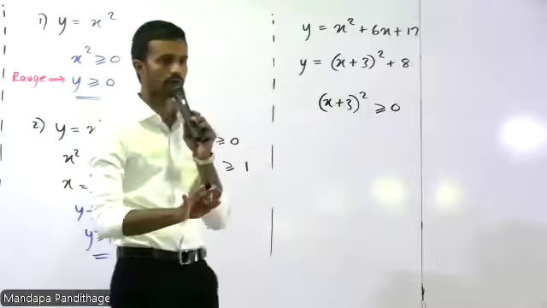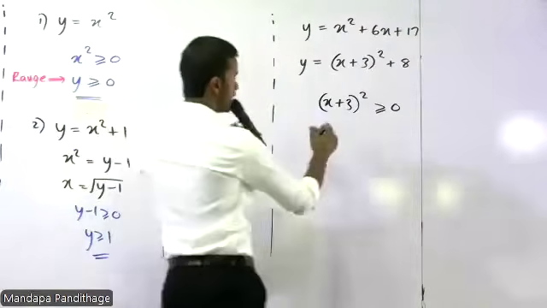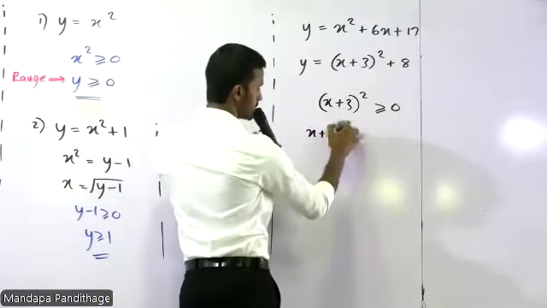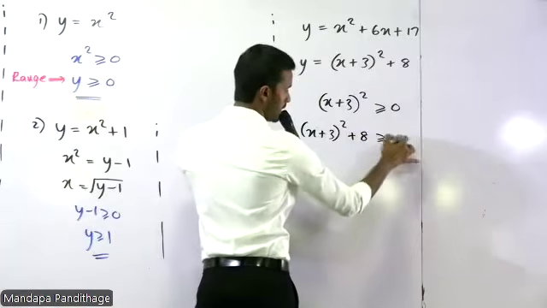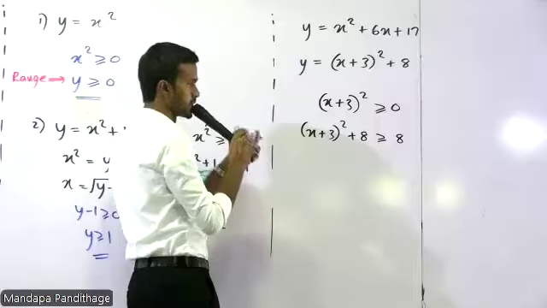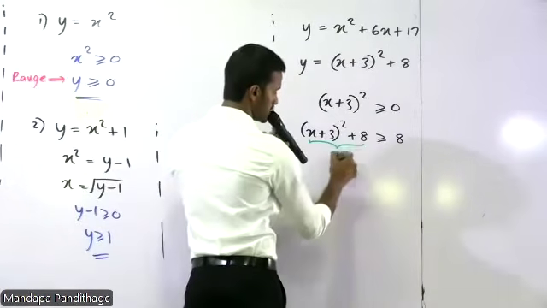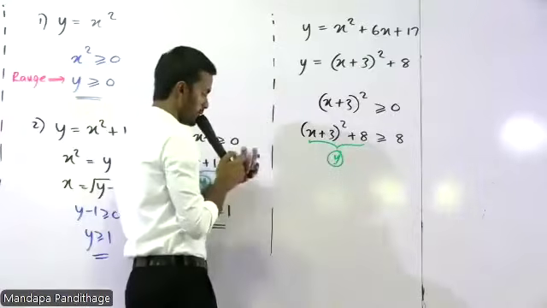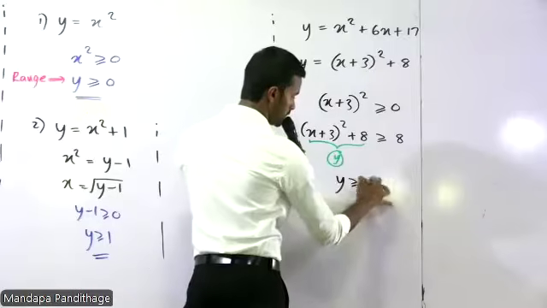Whatever the square you got, we know in math it's greater or equal to 0. So now if you add 8 to both sides, because here the requirement is adding 8, you add 8 to both sides. So why did I add 8 to both sides? Because here, I know this is y. Now your y is greater or equal to 8.